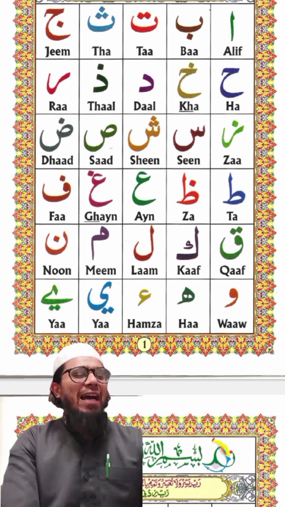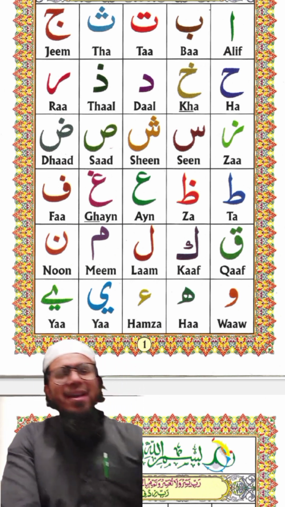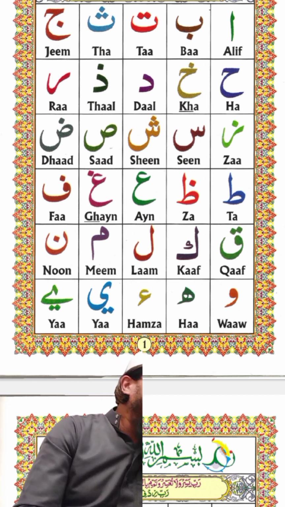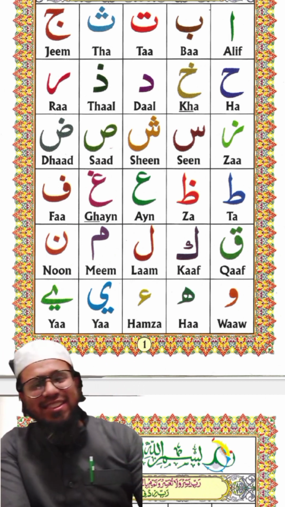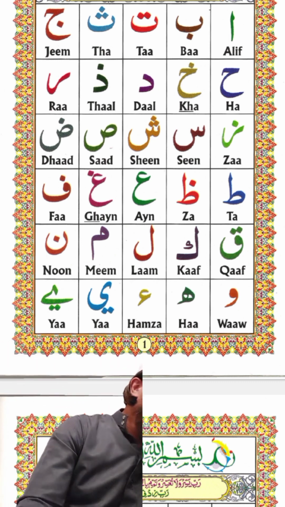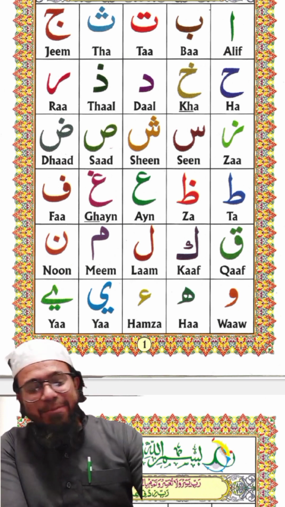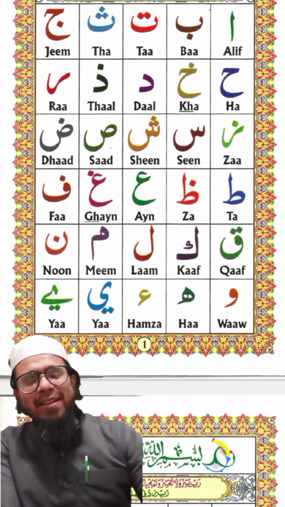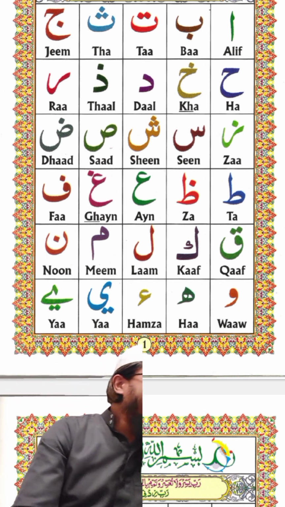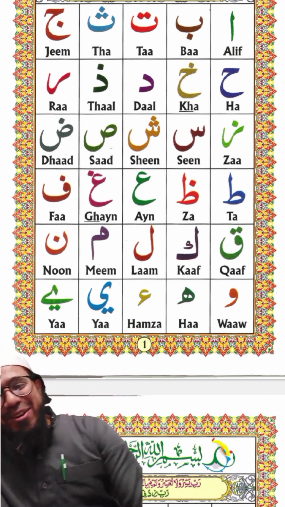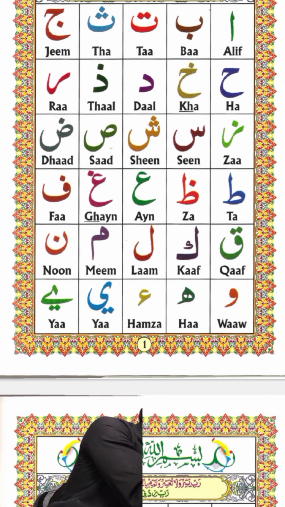1, 2, 3. Alif ba ta tha jim ha kha dal dhal ra za sin shin sad dad ta dha ain ghain fa qaf kaf lam mim nun waw ha hamza ya. Now I know my alif ba ta. Carry on.